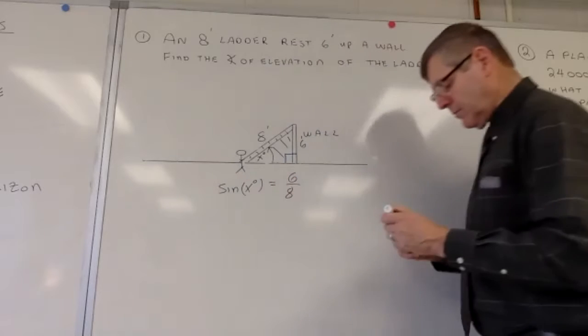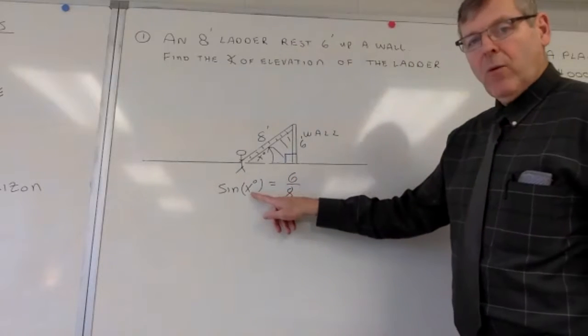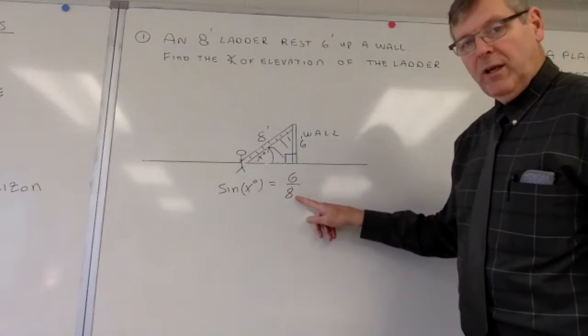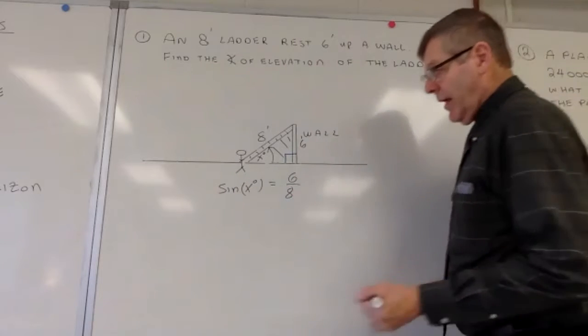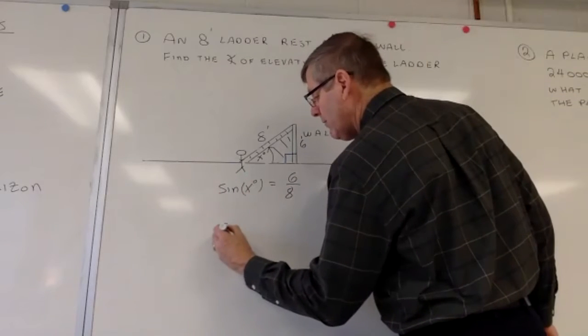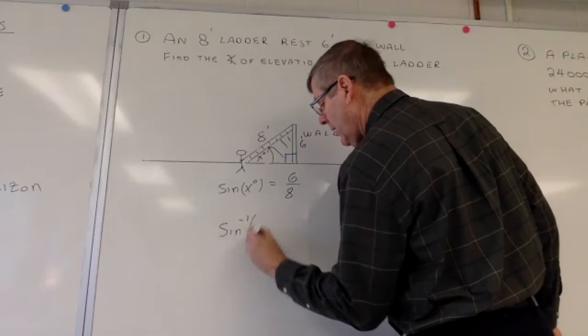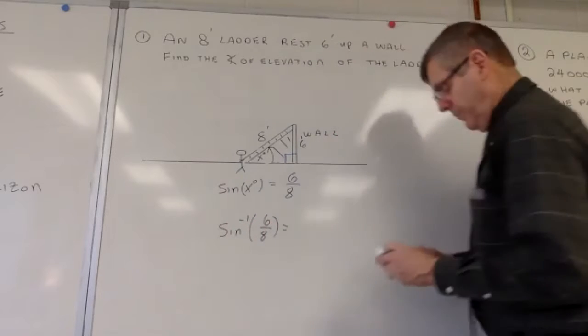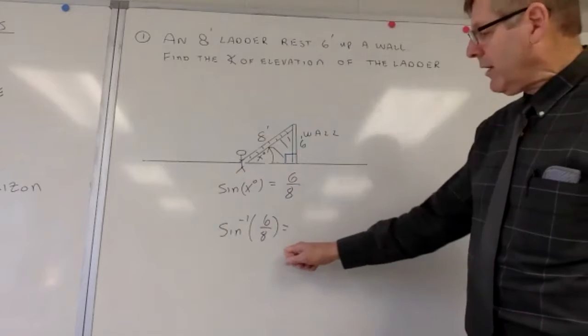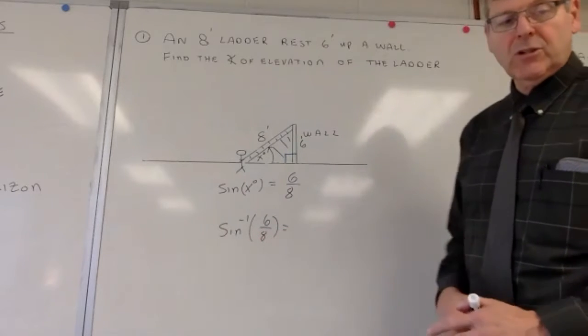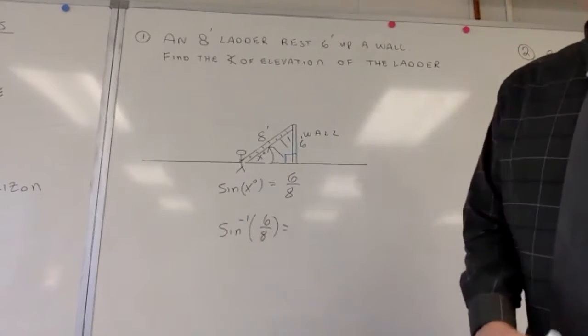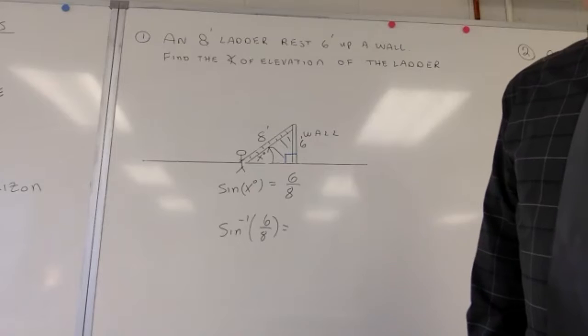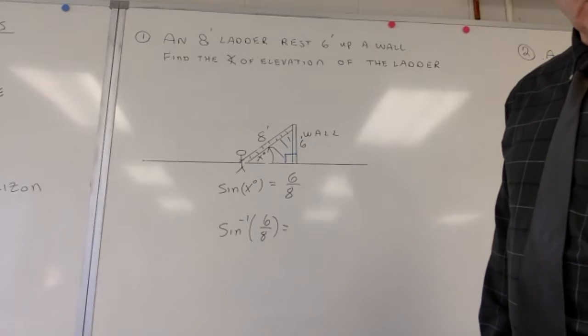6/8. Well, I know that whenever I want to find angles and I know the answer, how I compute that is using the inverse sine. So the sine inverse of a ratio gives me an angle. So go ahead and on your calculator, what is the sine inverse of 6/8? What do you get when you take the sine inverse of 6/8?